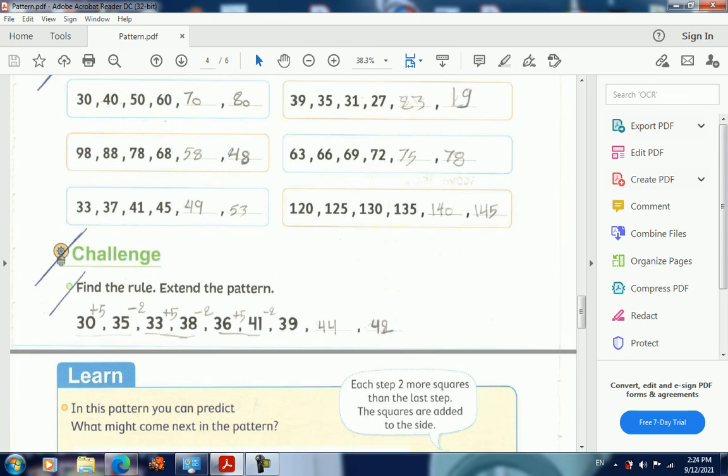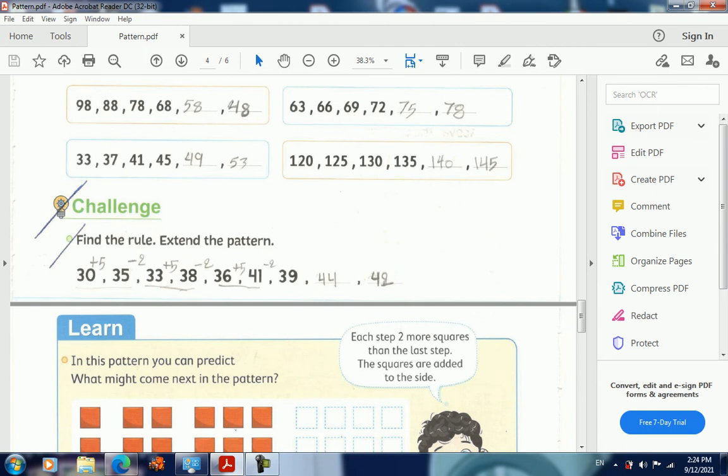Then 39, 35, 31, 27. So what happens here? 39 became 35, so we are taking away how many? We're taking away 4. So 39 minus 4 is 35. 35 minus 4 is 31. Then 31 minus 4 is 27. Then 27 minus 4 is 23. Then 23 minus 4 is 19.